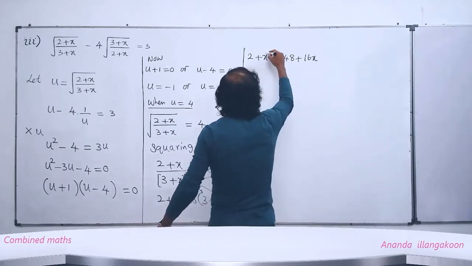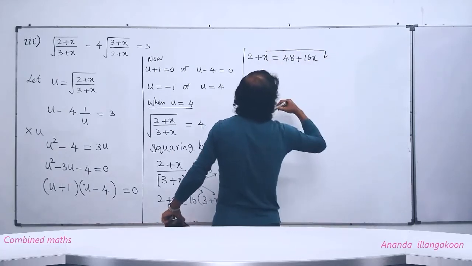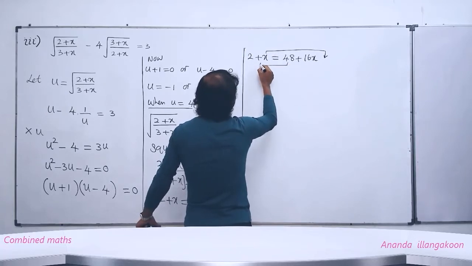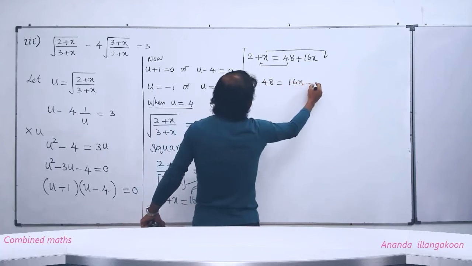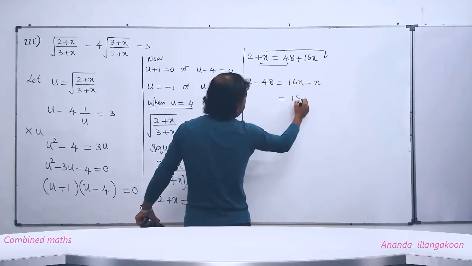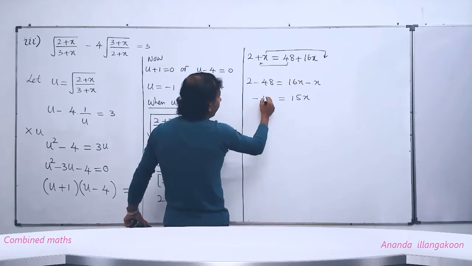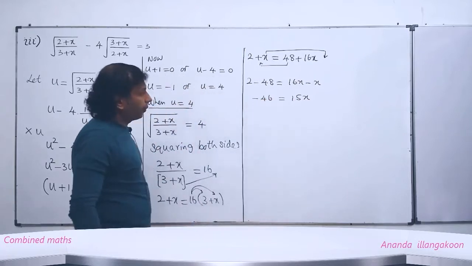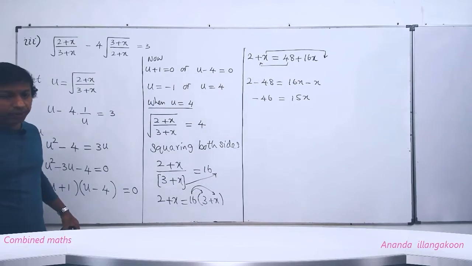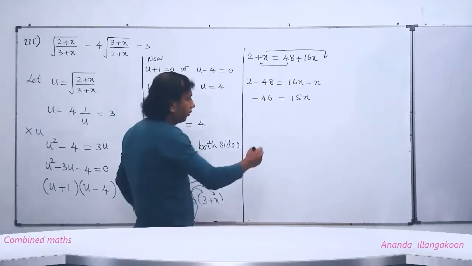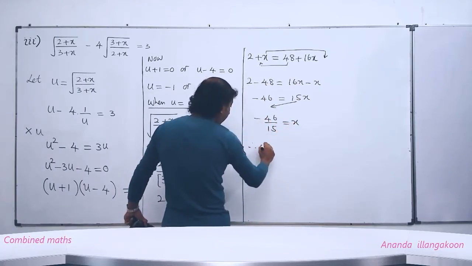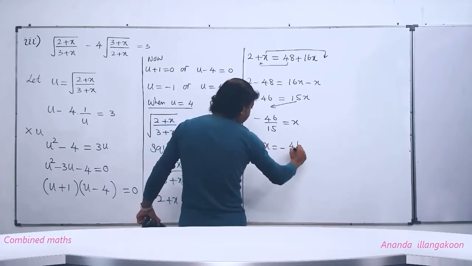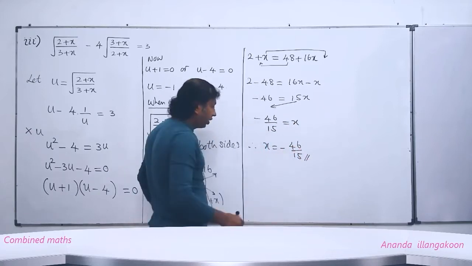Then we can bring this x to the right hand side and the 48 to the left hand side. Then we get 2 minus 48, 16x minus x. This is 15x. This is minus 46. Then x can be found by dividing both sides by 15. Bring this 15 here. Minus 46 divided by 15 is equal to x. Therefore, x is minus 46 upon 15. One answer for x we found.